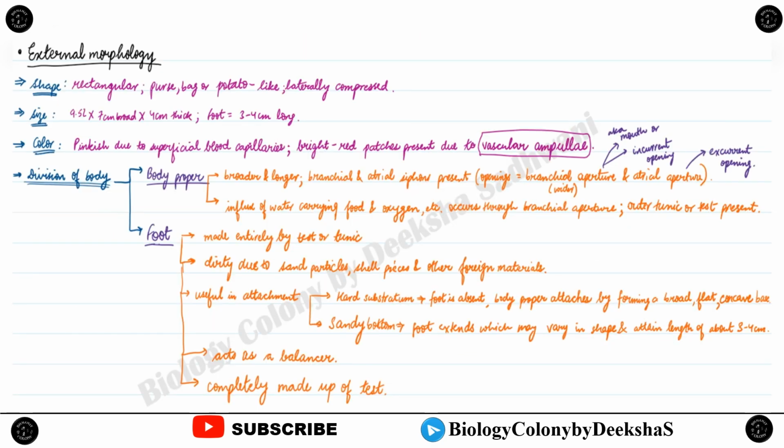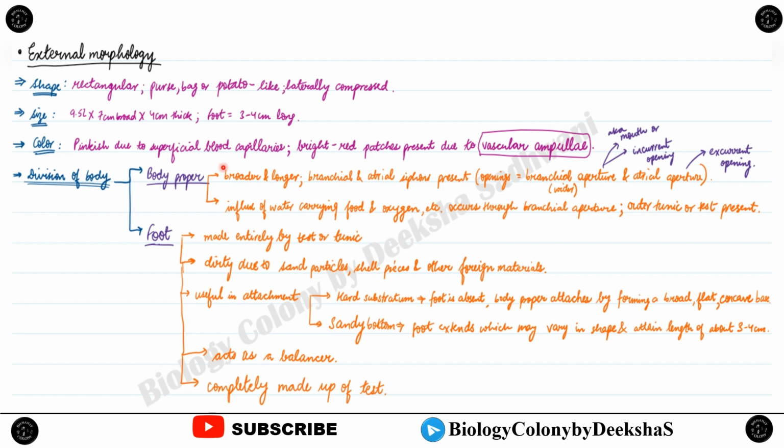Now let's talk about the external morphology. Its shape is rectangular, purse, bag or potato-like. It is laterally compressed. Its size is about 9.5 cm by 7 cm by 4 cm and its foot is 3 to 4 cm long. Its color appears pinkish due to superficial blood capillaries present on the test, and bright red patches are present due to the vascular ampullae that are found on the test.